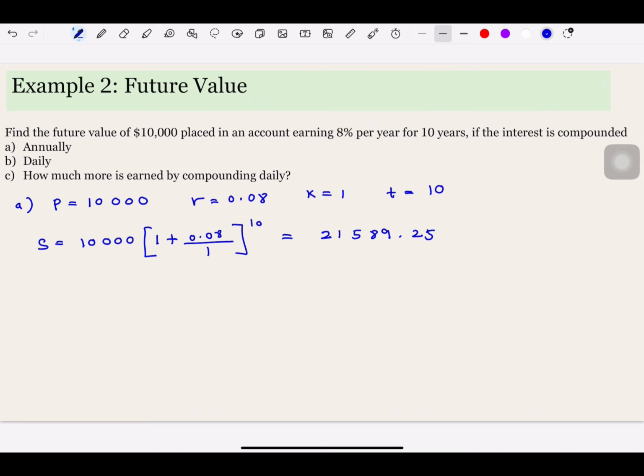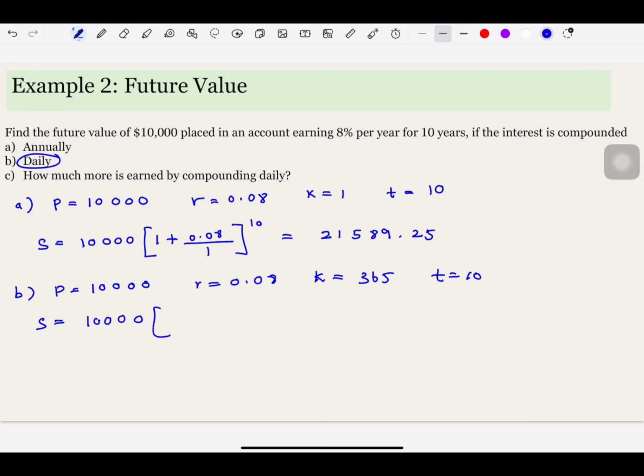Moving on, let's move to the second part. In the second part, you have to calculate the compound amount if you do this daily. In that case, the P stays the same, R also stays the same, but K now becomes 365 because we are trying to get the interest compounded daily, and T is also 10.